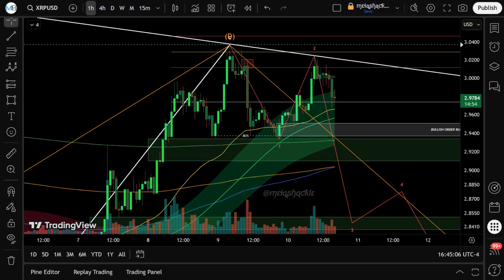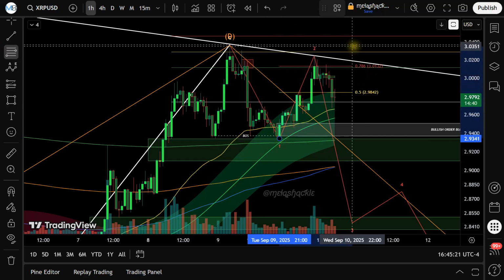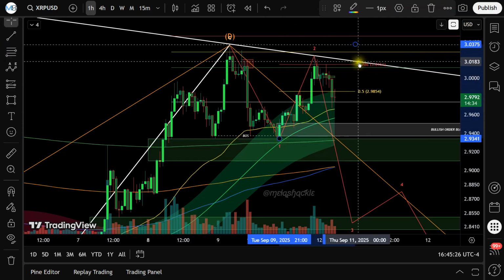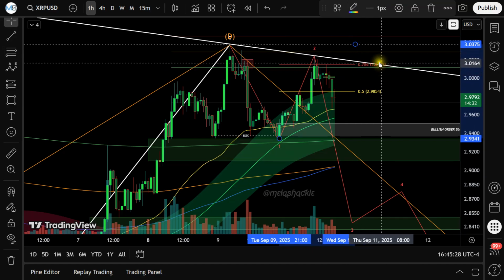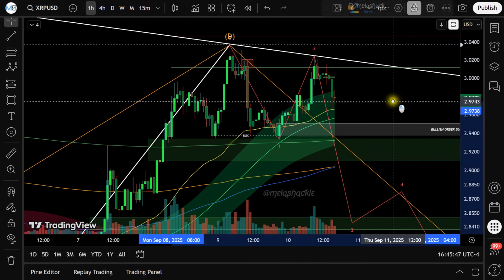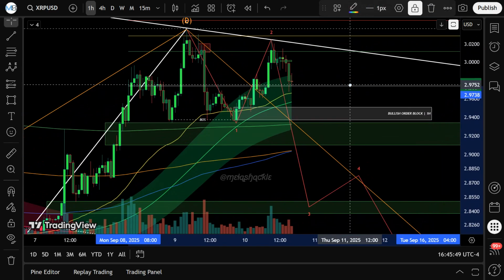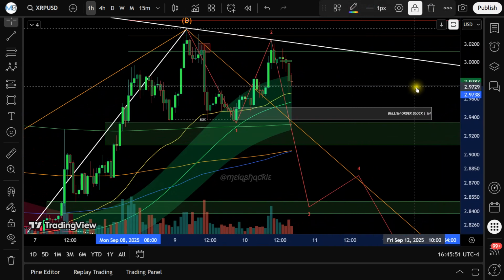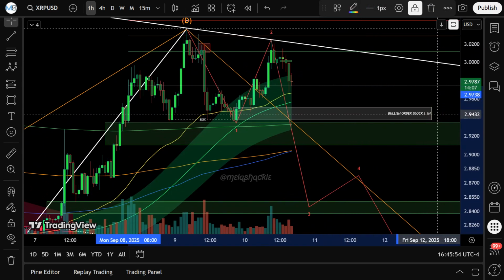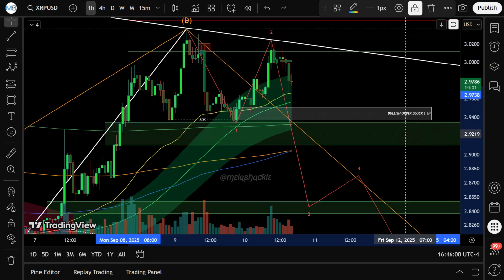Generally, wave 2 will retrace anywhere from the 0.5 fib to the 786. As you can see right here, if we pull a fib level on here, it actually retraced just beyond the 786. There are quite a few obstacles here on the chart that we'll want to be watching out for, one of which is this bullish order block sitting on the hourly right here, centered about $2.94. We also have this bullish fair value gap right here, centered at about $2.92.